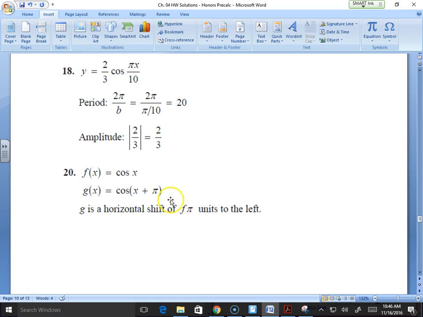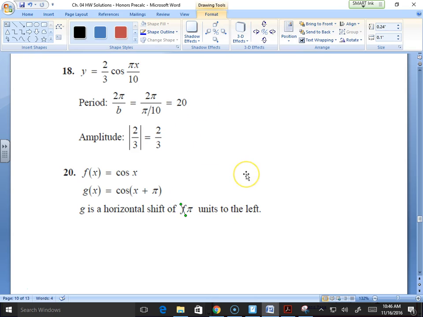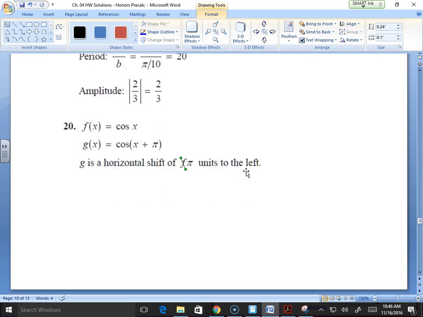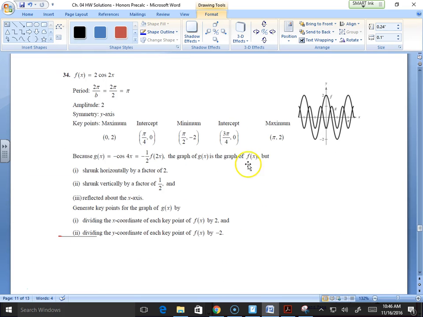Number 20, you can already tell there's a horizontal shift of, forget that F, that's a typo. Here, can I do that? There we go. Forget him. Y to the left because it's plus, yeah? Yeah.